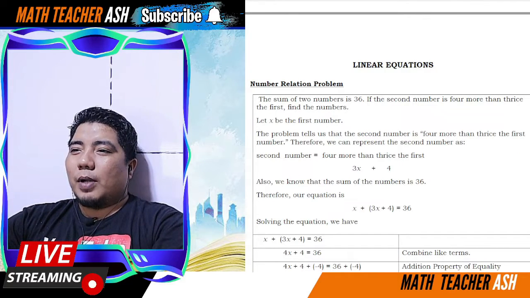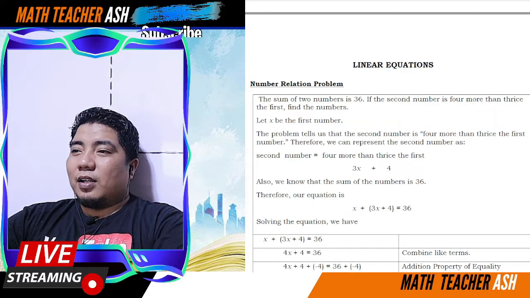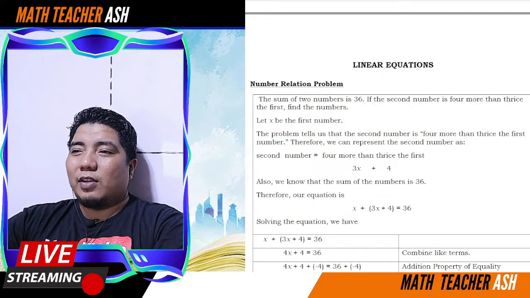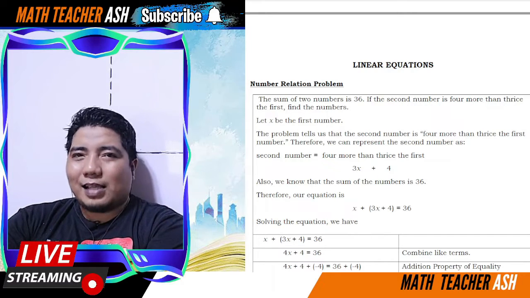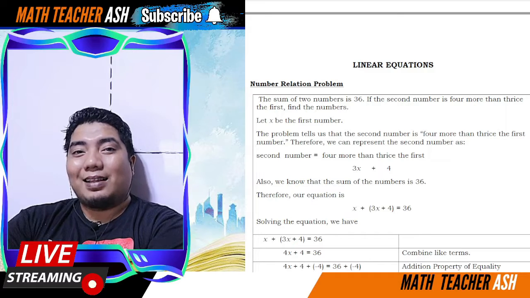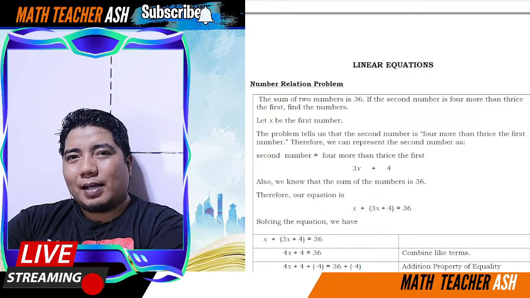So we have the first problem. The sum of two numbers is 36. If the second number is 4 more than thrice the first, find the numbers. Okay, so first statement, the sum. So ibig sabihin, mag-a-add tayo. May dalawang numbers, pag i-add daw sila, ang lalabas ay 36.